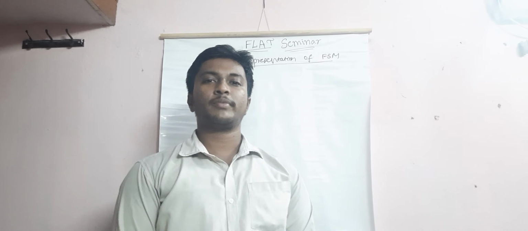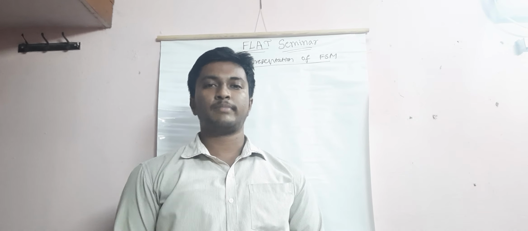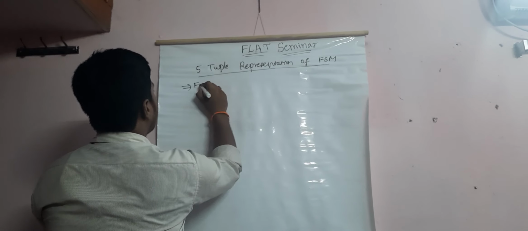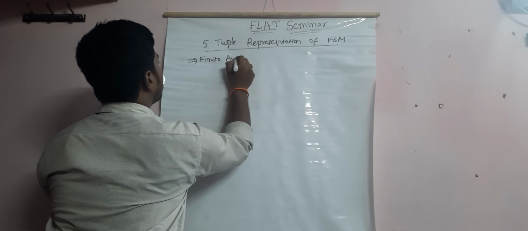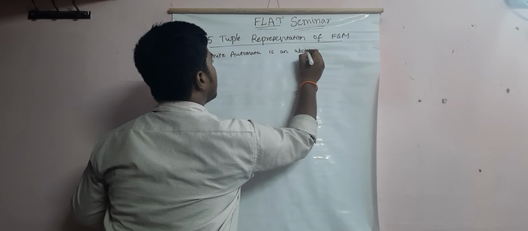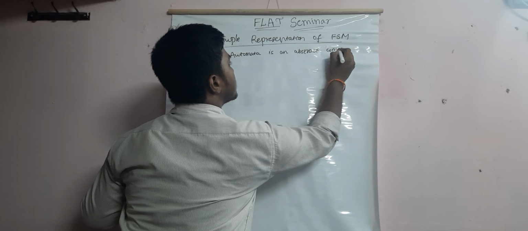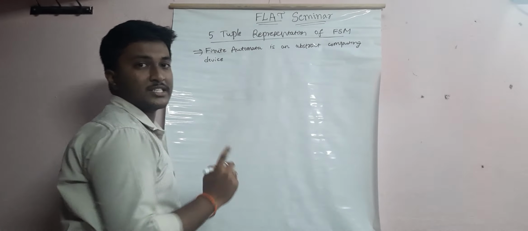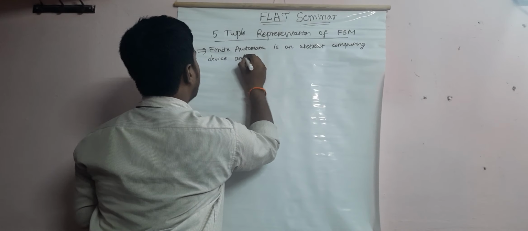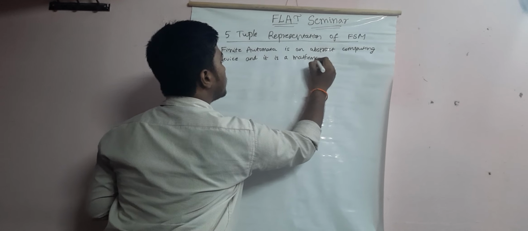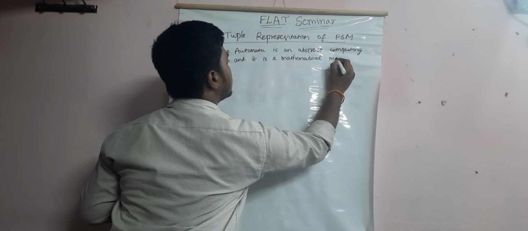Firstly, let us discuss the definition of finite automata. Finite automata is an abstract computing device and it is a mathematical model of a system. So I am explaining it in brief.